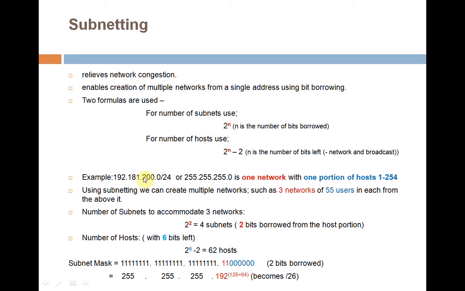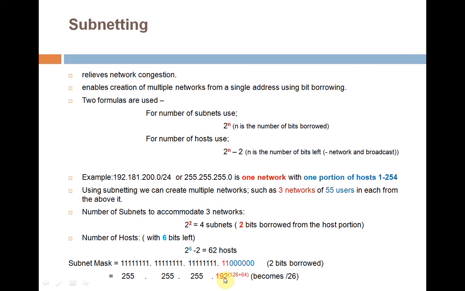An example is we have one network with one portion of hosts, 1 to 254. By the way, a /24 means the number of bits in the subnet mask, 8 plus 8 plus 8. If an organization needed 3 networks with 55 hosts each using subnetting, we can create multiple networks. 2 to the power 2 gives us 4 subnets to accommodate the 3 networks, borrowing 2 bits from the host portion, leaving 6 bits, which gives us 2 to the power 6 minus 2, 62 hosts on each network.